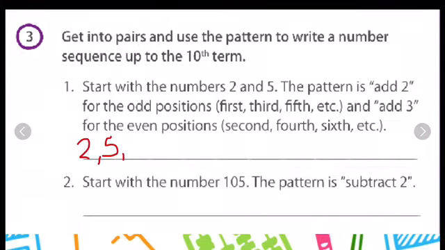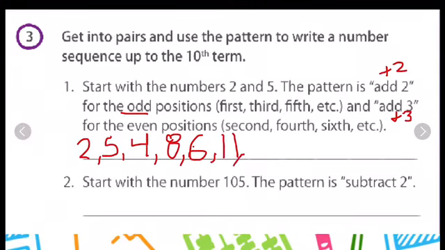The pattern is add 2 to the odd positions and add 3 to the even positions, second, fourth, sixth, etc. So according to what I have: 4, 8, 6, 11, 8, 14, 10, 17. Well, you're thinking how I did this.